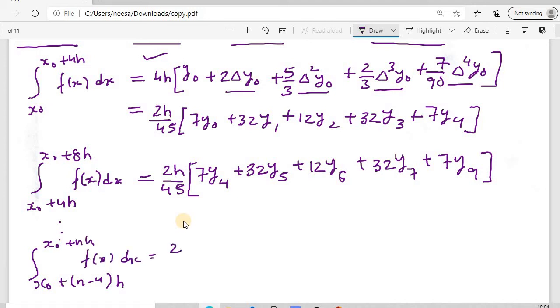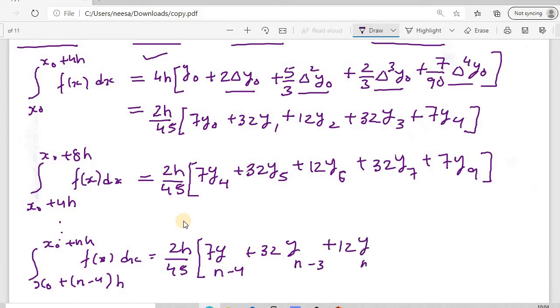This will be equal to 2h upon 45, and within the brackets this will be 7 yn minus 4 plus 32 yn minus 3 plus 12 yn minus 2 plus 32 yn minus 1, and lastly 7 yn. So these are all the subintervals that we can see. Now we need to sum these subintervals and this left side.